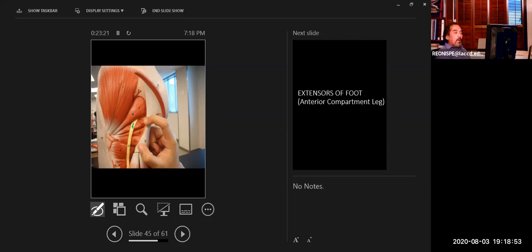This is your piriformis. Looks like a pyramid, superior. Okay, so that is going to be your superior gemellus. And below, inferior gemellus. And between is the obturator internus.